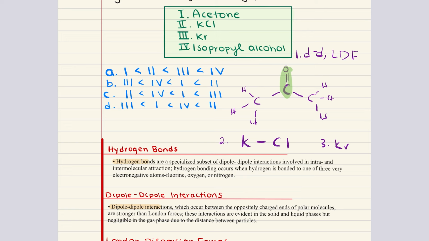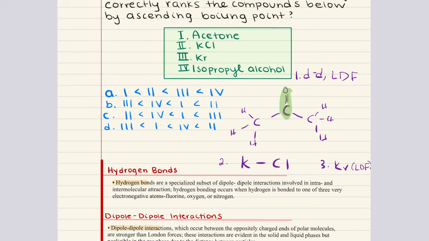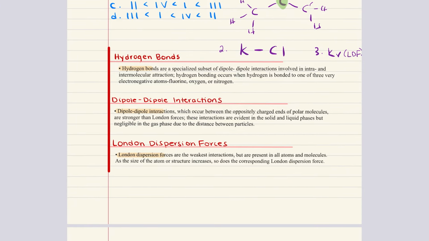As such, it is a non-polar atom. The only intermolecular forces that krypton atoms experience are going to be London dispersion forces. All right, and that's going to be the weakest type of intermolecular force. So krypton probably has a very low boiling point. And then our last molecule is isopropyl alcohol.